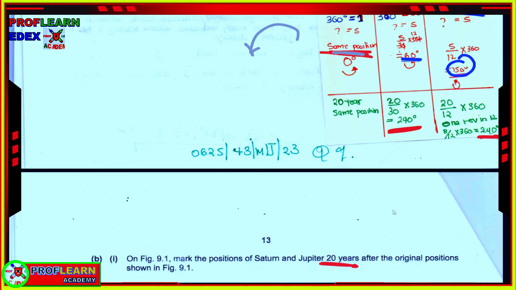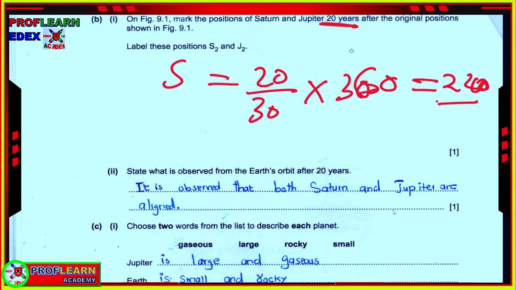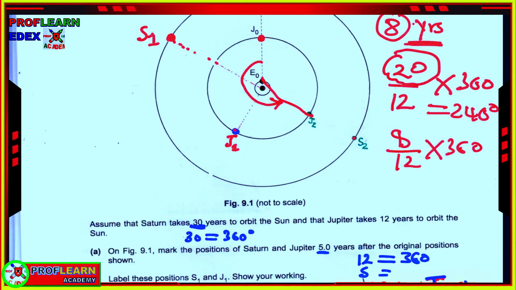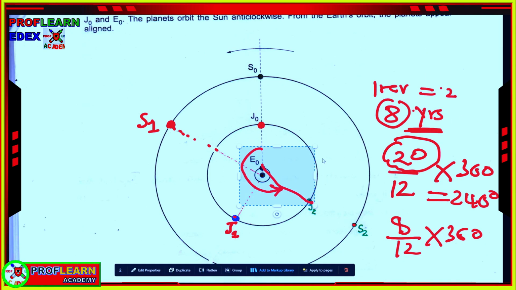Right. So the next part: state what is observed from the Earth's orbit after 20 years. It will be observed that both Saturn and Jupiter are aligned. They are in the same straight line. They will be aligned from Earth. You will see that they are aligned. You can see they are in a line.